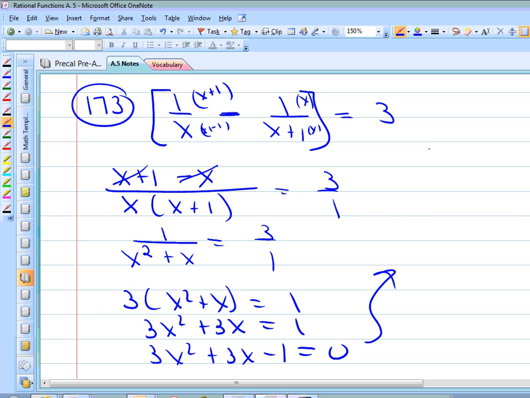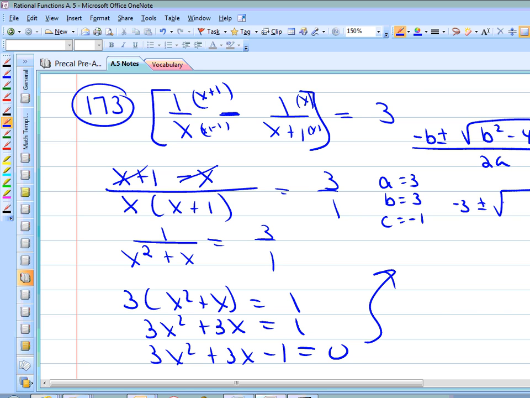So our quadratic formula, of course, is negative b plus or minus the square root of b squared minus 4ac all over 2a. And in this case, our a value is 3, our b value is 3, and our c value is a negative 1. So let's substitute in. It would be negative 3 plus or minus the square root of 3 squared is 9 minus 4 times a times c all over 2 times a. So negative 3 plus or minus the square root of some number all over 6.